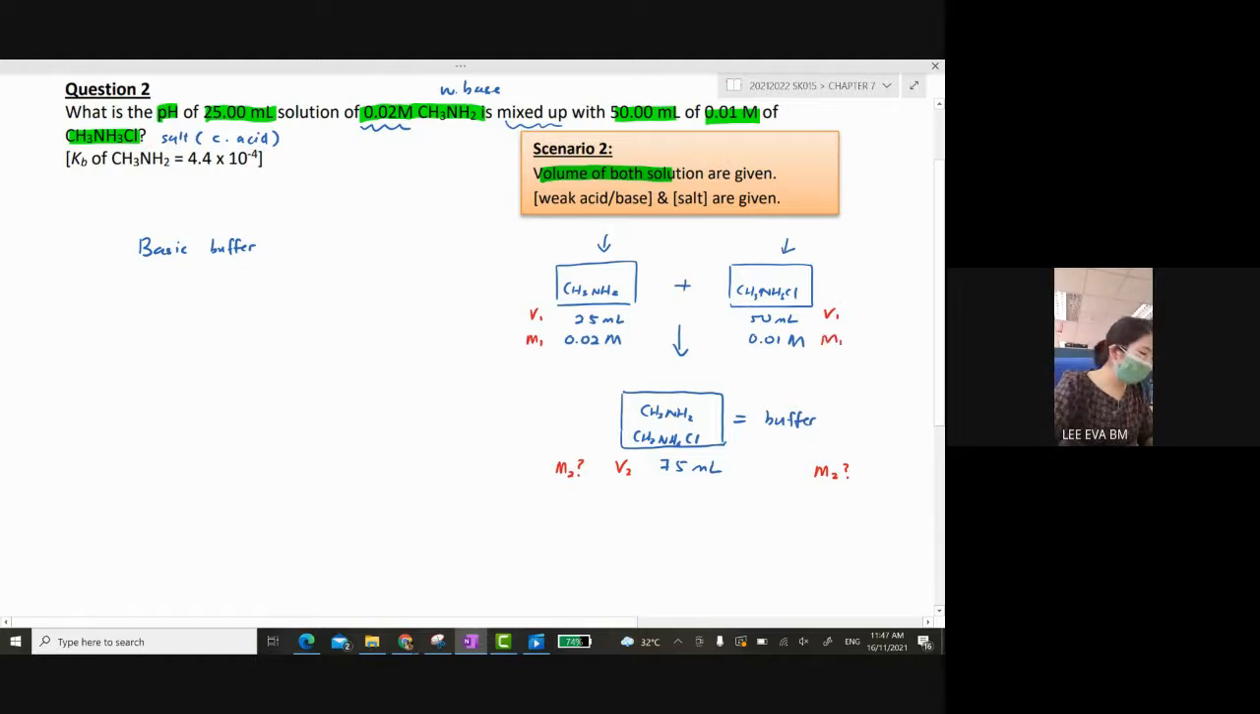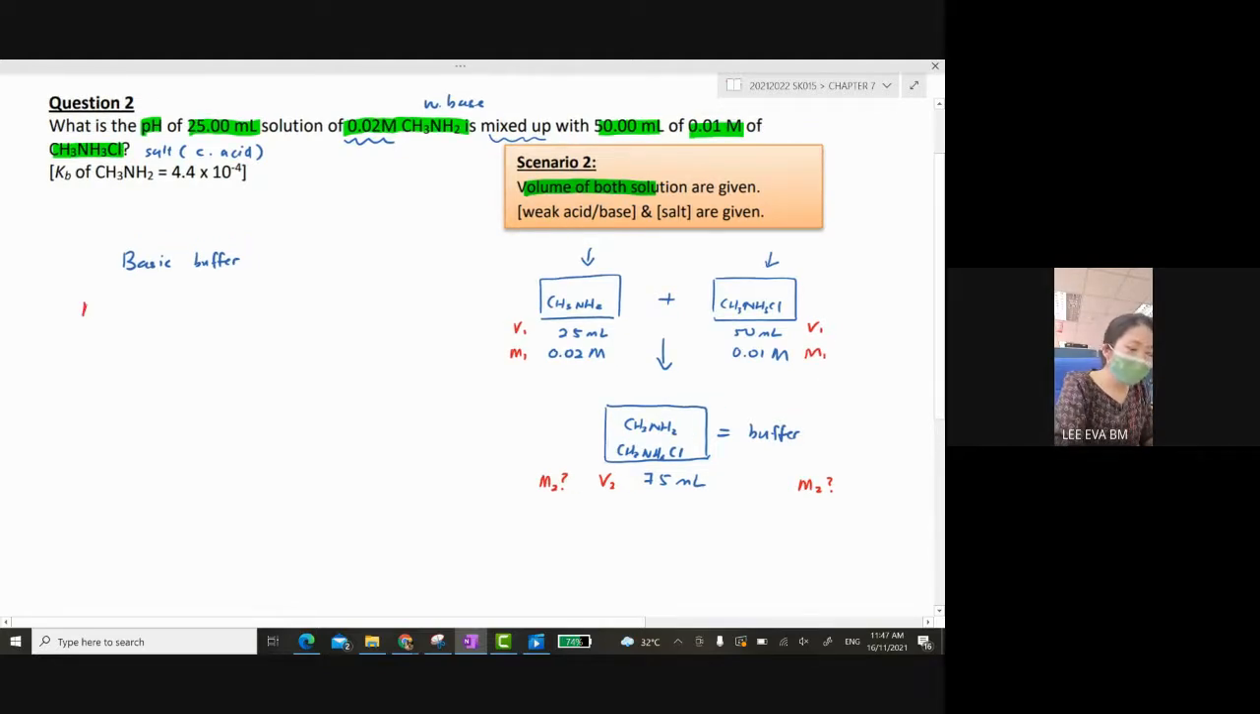All right, so let's do this one. Using the formula M1V1 equals M2V2, figure out your new concentration for the base first. Madam writes here: 2 means after mixing. Initial concentration of the base is 0.02, the volume is 25 milliliters, then the new volume after mixing is 75. So what is your new concentration for the weak base?